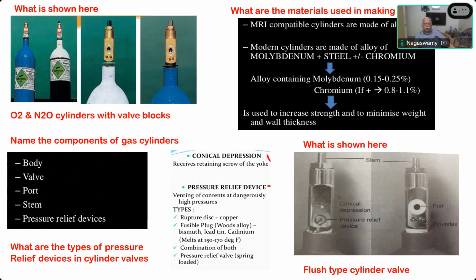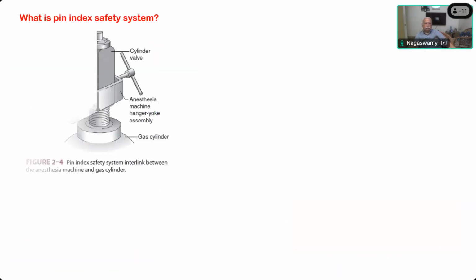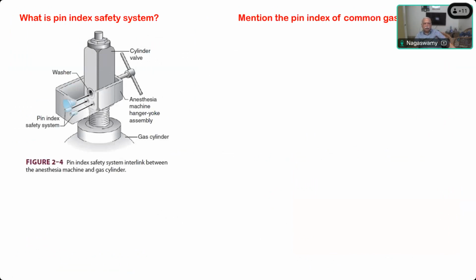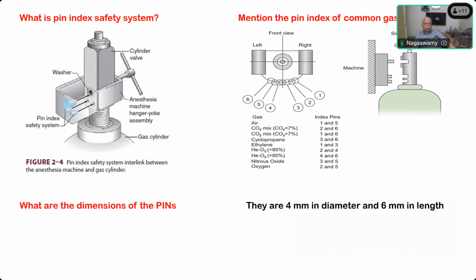This is also called the flush type cylinder valve, because it flushes with the machine nicely. What is the pin index safety system? Already you have seen that. It is to prevent interchange of gases, and these are the various numbers which you have to remember. What is the pin index for air, carbon dioxide, helium, oxygen? What are the different dimensions of the pin? Also they ask. They are 4 millimeter in diameter and 6 millimeter in length.